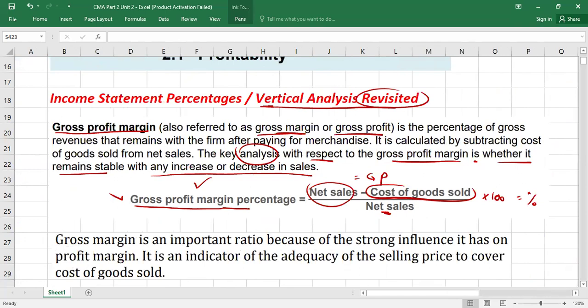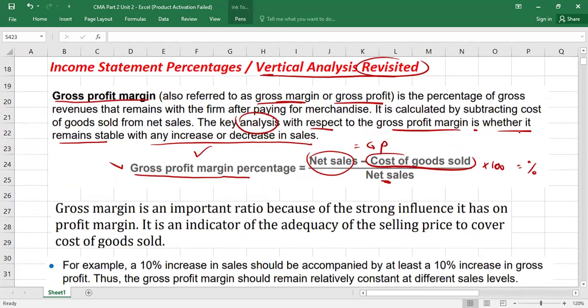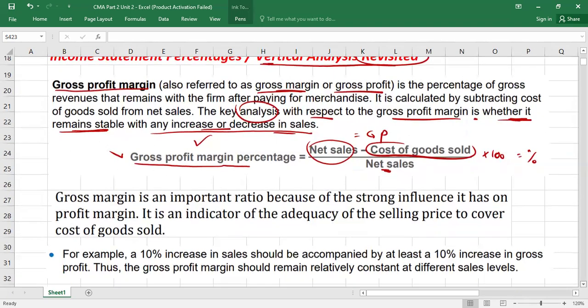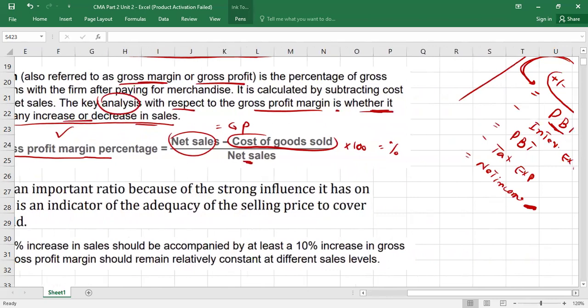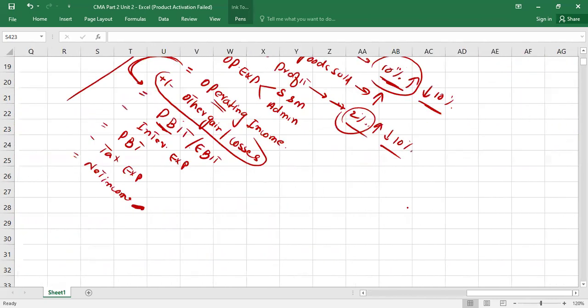So this is what I was saying. Our purpose is to see whether gross profit remains stable with an increase or decrease in sales value. Understood, guys? And please remember, the gross profit ratio is also important because this gross profit value will affect your other values also. For example, if your gross profit reduces, obviously it will affect your operating profit, that will also reduce. It will affect your PBIT, that will also reduce. It may affect your PBT, that will also reduce, and net income, right? So that is why this is really important to understand.